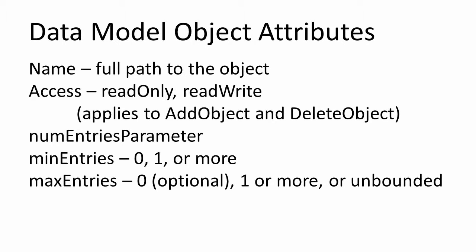For single instance objects, this has a value of 1. For multi-instance objects, it will be greater than 1 and may be unbounded. Lastly, the dm:version attribute indicates in which version of the data model this object was added or edited. Multi-instance objects also contain a few elements other than parameters.